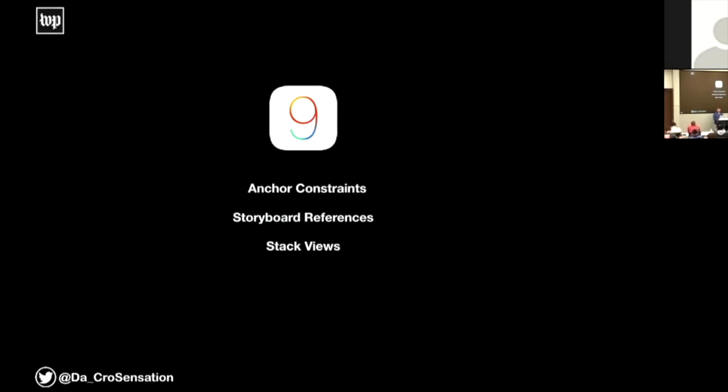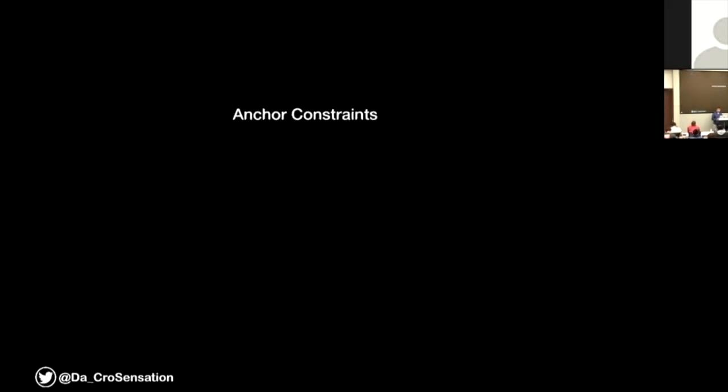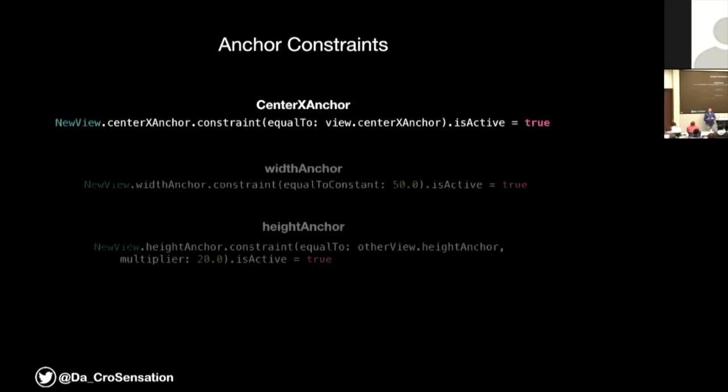But let's take a look at anchor constraints and what they look like. Similar to the visual formatting language, these are done programmatically as well, and we can set whether these constraints are active or not. So just looking at the center X anchor, it's super easy to read. I have a new view that I've created, and I have my view that's like my superview, for instance. So here I'm saying my new view's center X anchor constraint is going to be equal to the superview's center X anchor, and this constraint will be active.